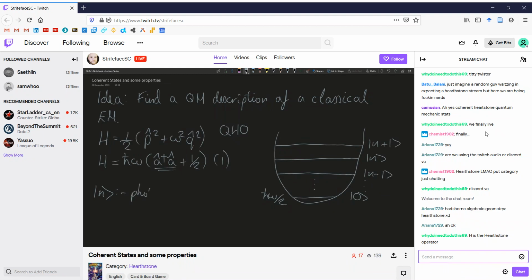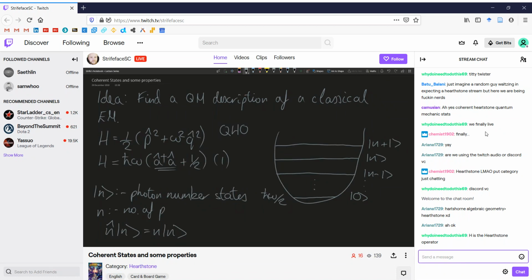Now, we'll set it up such that the following eigenvalue equation holds. We have n hat acting on n equals n, n. So n here represents the number of photons in the field. Like so.